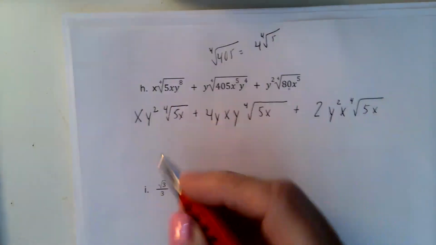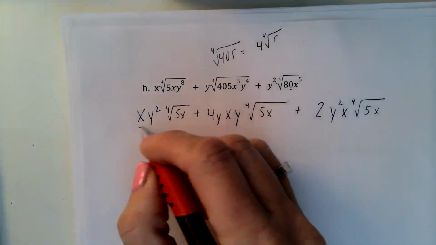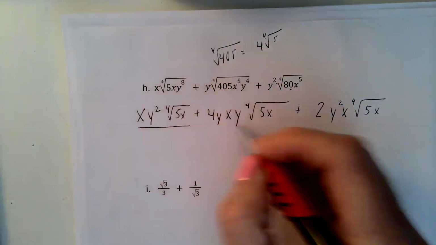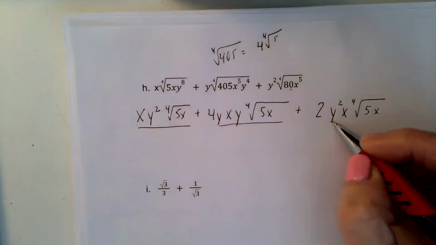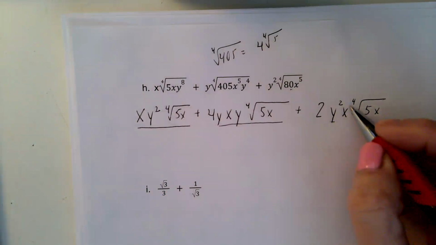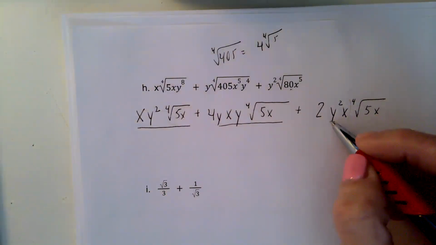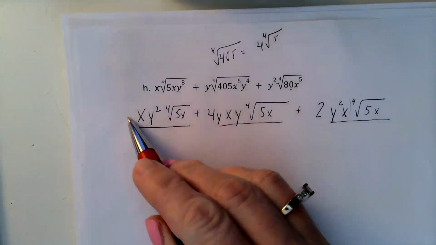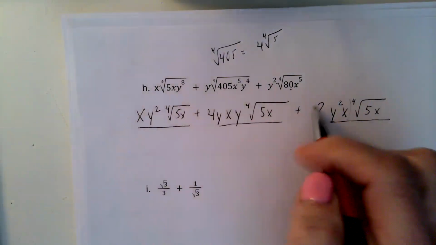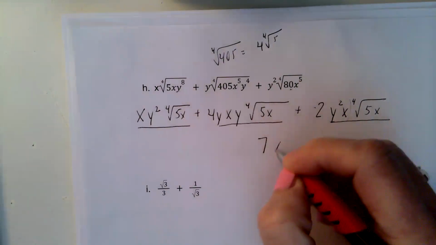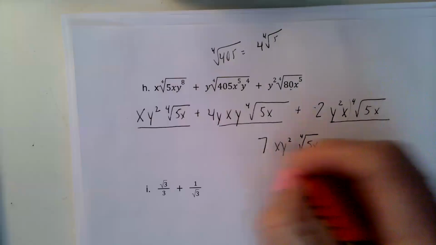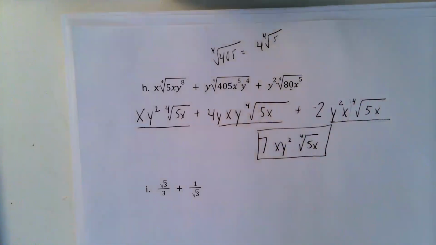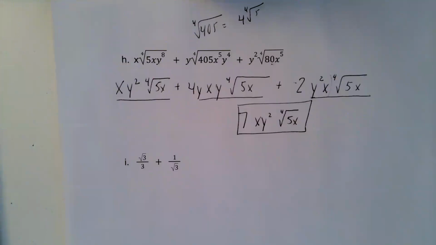And notice that we have y squared fourth root of 5x. This is a y squared, y squared fourth root of 5x, x. Yeah, this is a fourth root. So y squared fourth root of 5x. So I've got one of them, 4 of them, 2 of them. So we really have 7 y squared fourth root of 5x. It's a lot.